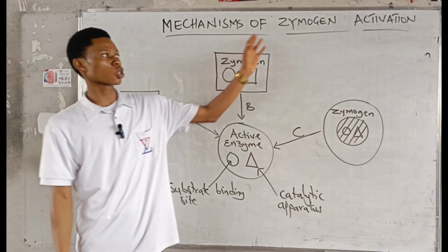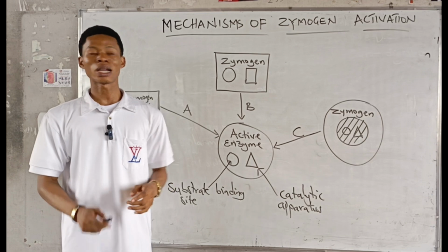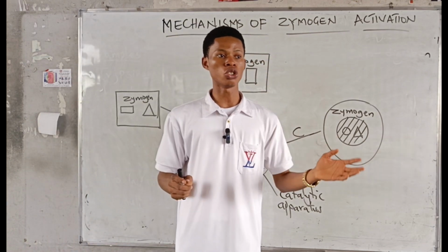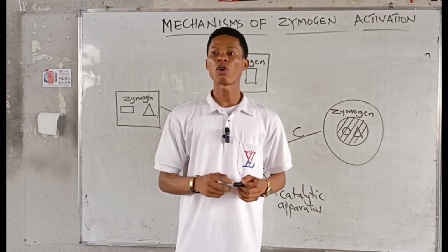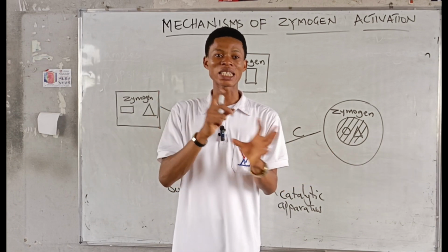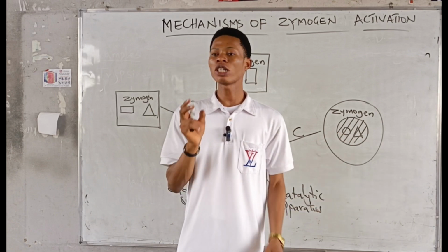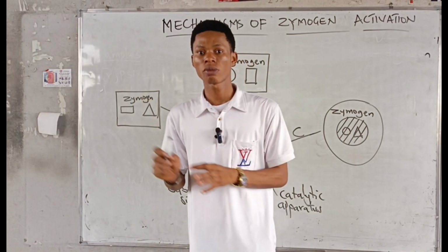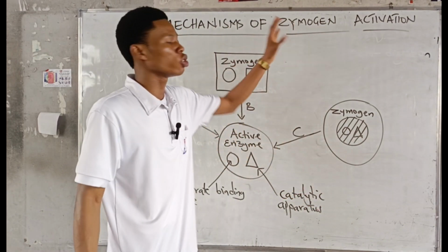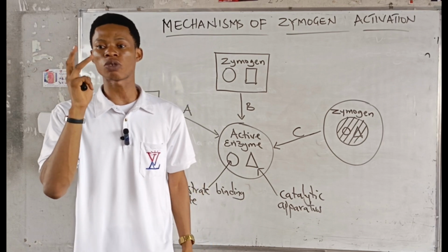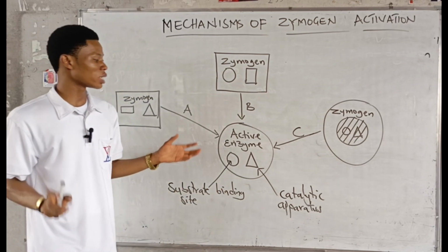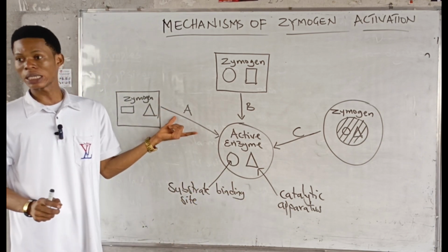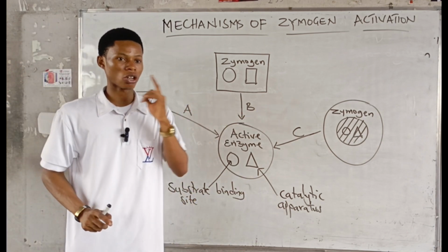Now let's look at the mechanisms of zymogen activation. We've already seen that if you don't call it zymogen, you call it proenzyme, and that proenzymes are inactive forms of enzymes, right? For it to be activated, there must be a biochemical change. We have three main mechanisms of zymogen activation, which can be represented with this. A is one mechanism, B is another mechanism, and C is another mechanism.